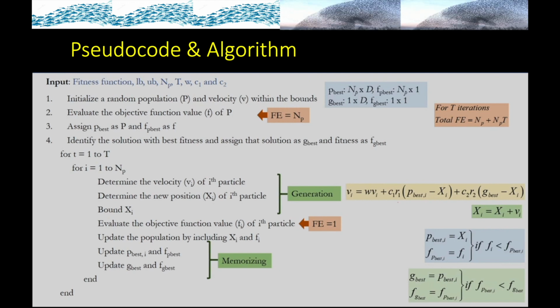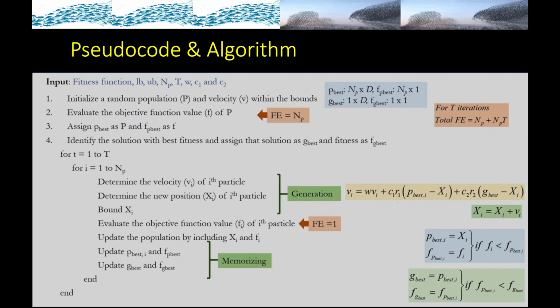In the generation step, you need to generate, if you remember, the velocity first of the ith particle. Then you need to generate the new position xi of the ith particle. Then we need to check if the new position was within the bounds. If it is not, we need to correct it. If it already is, we don't need to do anything. Then we need to evaluate the fitness, or the objective function value, of the ith particle. Then we need to update the population by including the xi and fi. So both the xi and fi have to be updated in any case.